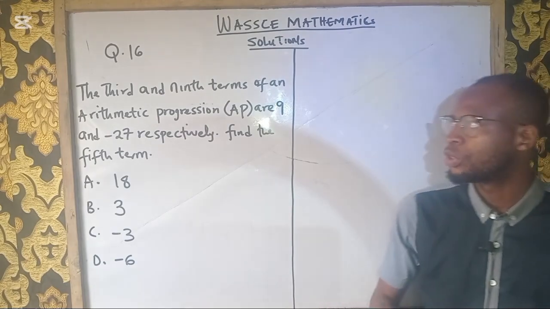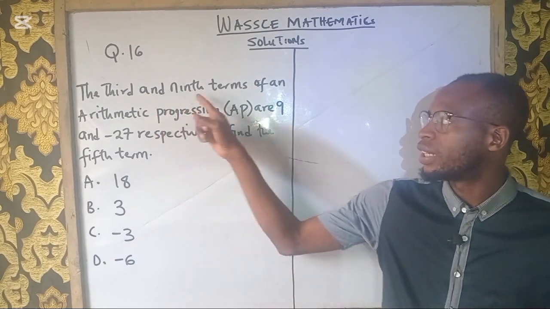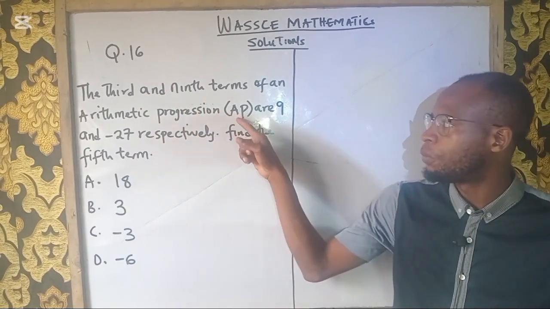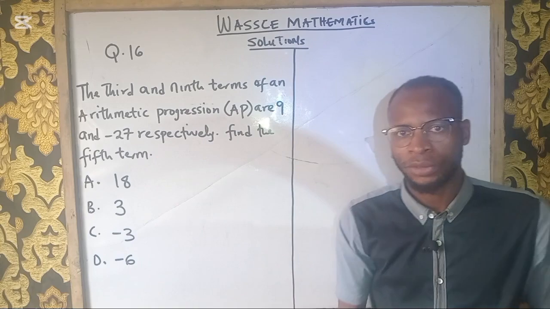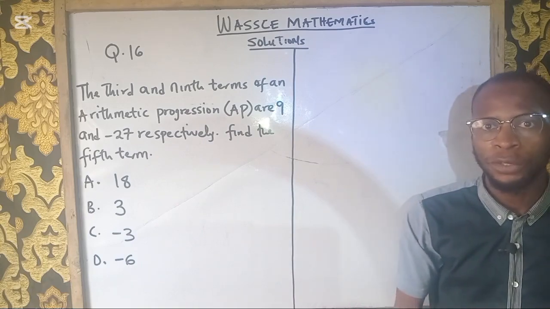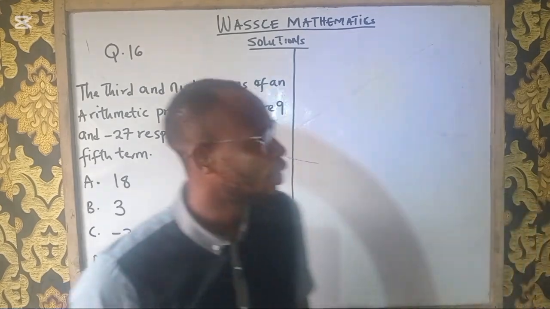So here's the next question on the board, question 16. And the question reads: the third and ninth terms of an arithmetic progression, AP, are 9 and minus 27 respectively. Find the fifth term. So this is based on AP, and AP is also called the linear sequence. So let's solve the problem on the board.